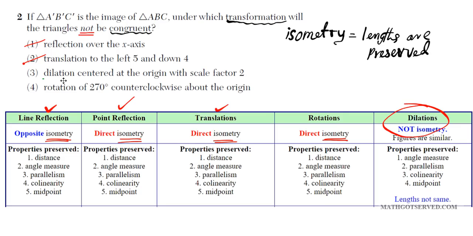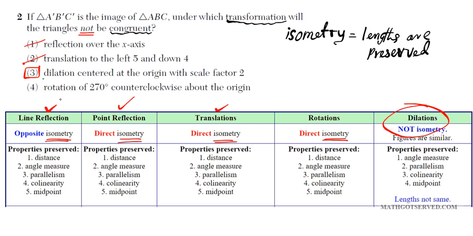How about dilation? Dilate is to stretch. Think about the pupils of the eye. When they dilate, they get bigger, the size changes. Is this an isometry? No, it is not congruent. The image is not congruent to the original. So this is the answer that we're looking for.